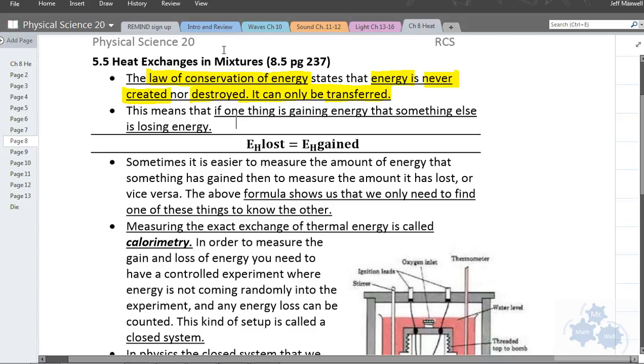So this law means, well, we talked about this: if one thing is gaining energy, then something else is losing it. And this is sort of the representation, mathematically or in an equation. So EH is like heat energy. So energy lost must equal energy gained.